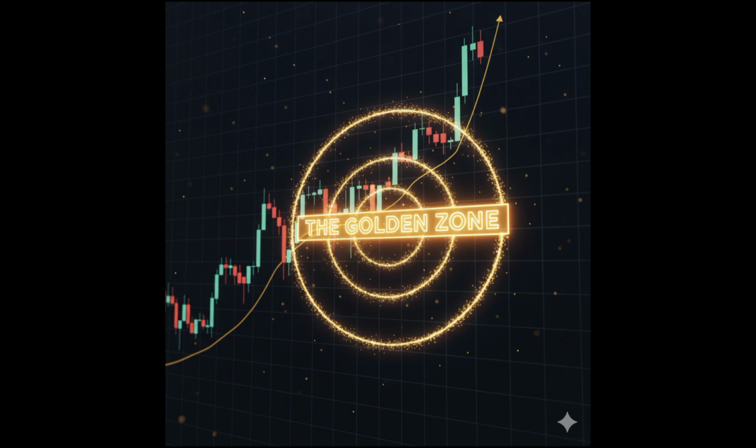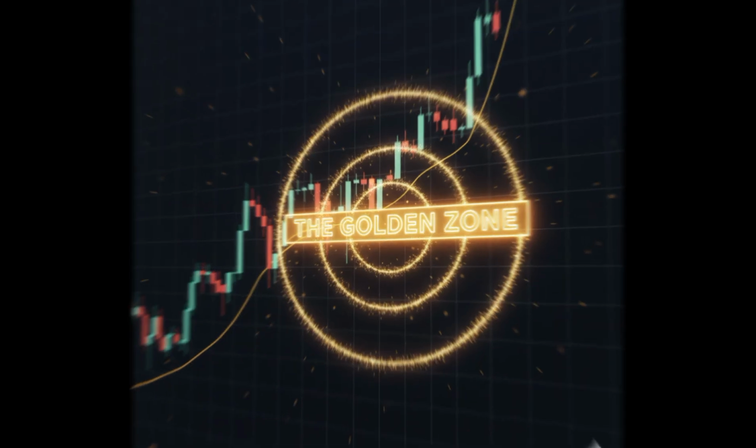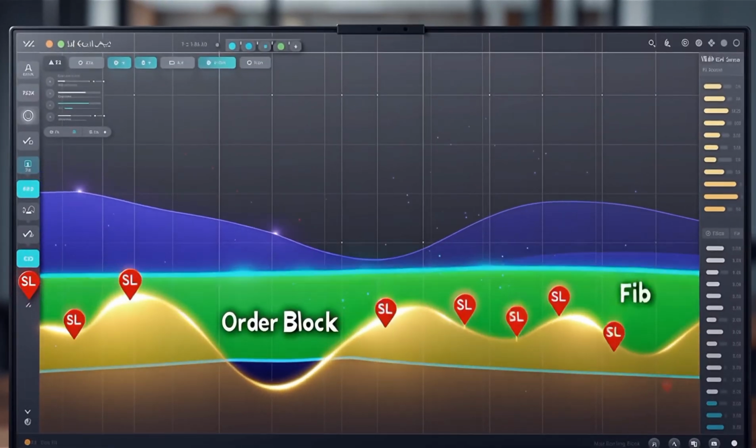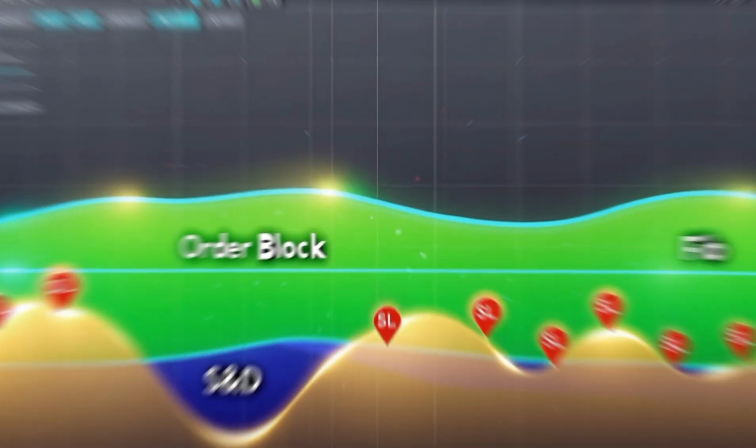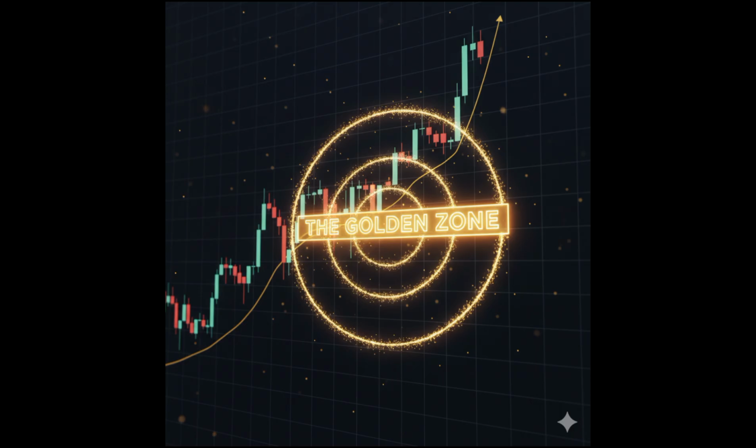How to use it: confluence. Here's the power move. You identify a major swing in price. You draw your Fibonacci retracement. You note where the 61.8% to 78.6% range falls. Then, you check if that golden zone aligns with an order block or a supply and demand zone. If it does, that's a setup. The institutions are positioned at that level, and Fibonacci has predicted where price will retrace to find support. When these align, when the golden zone sits exactly where your order block or demand zone is, that's a high probability entry.